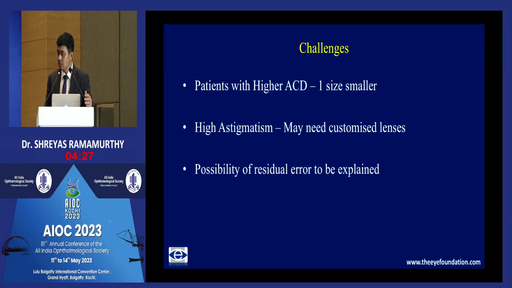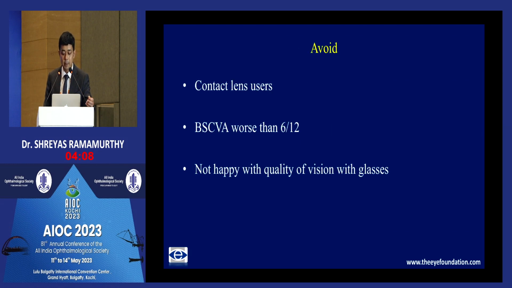So as a general rule nowadays, we choose one size smaller in patients with a higher anterior chamber depth or a very high astigmatism. And of course, they may need customized lenses also. And here you are trying to give them the best possible outcome. We are not promising emmetropia in these patients. They may have a very subtle small residual error, but believe me, these are very happy patients.